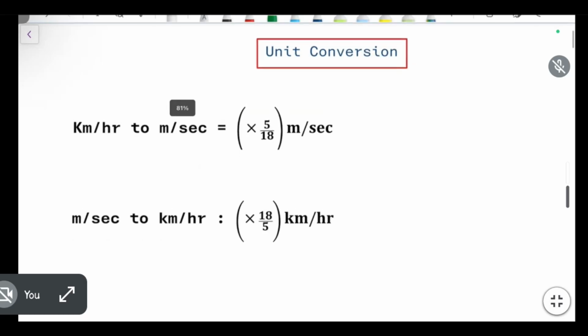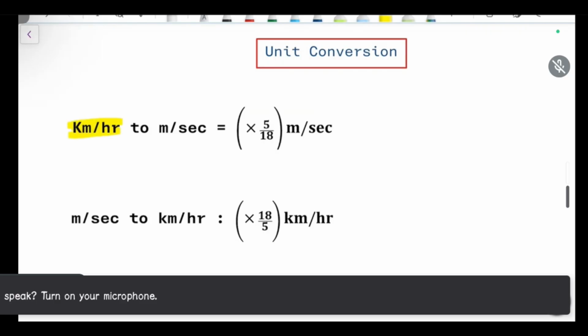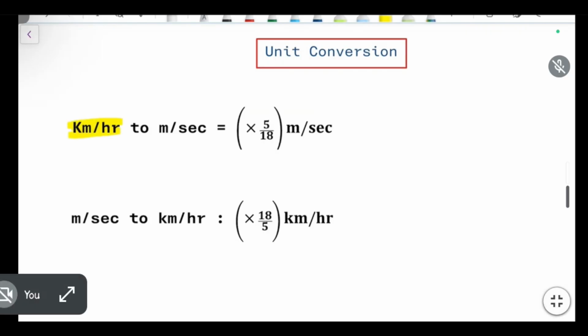Whenever we are converting from one unit to another, let's say in your question it is given kilometer per hour, and you need your answer in terms of meter per second. The values in the question may be given in terms of kilometer per hour, but in your options it may be given in terms of meter per second. Let's say you want to convert 72 kilometer per hour to meter per second. Then how? You just multiply it by 5 by 18.